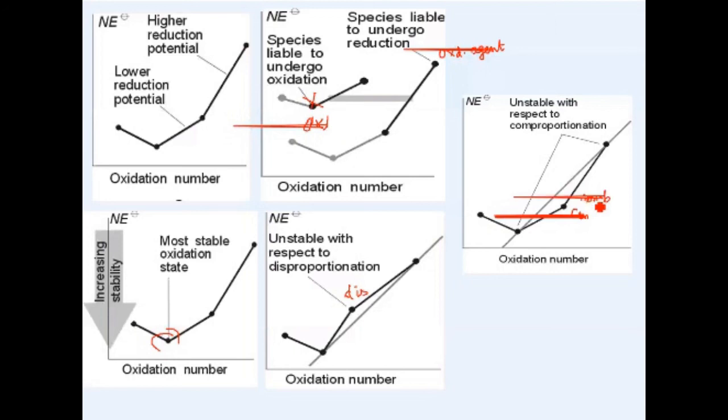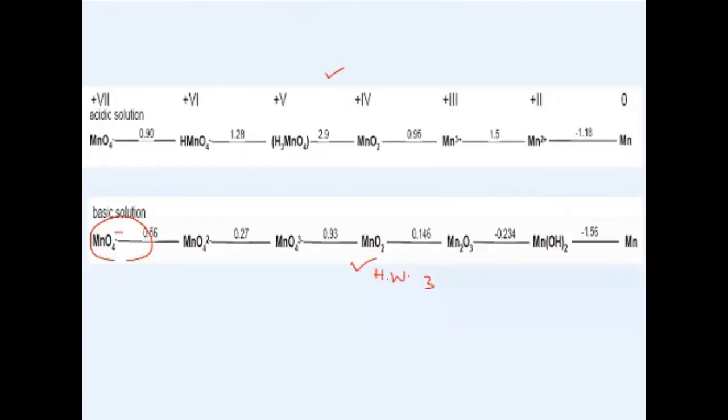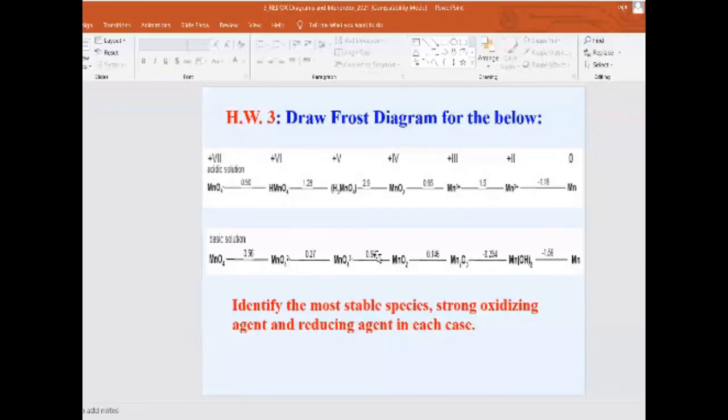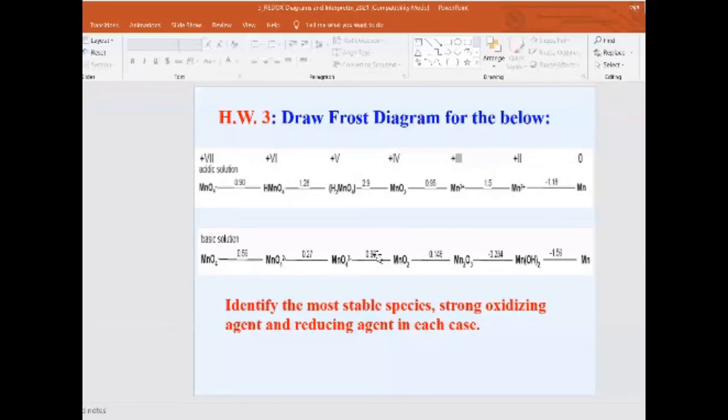For the permanganate system, I will be giving you homework. You have to identify the stable species, strong oxidizing agent, strong reducing agent, all the things, for the permanganate system. That is the homework I am going to give you. People should actually try to do the homework, and only then will you be able to perform well in your test or exam. So I request you to do that. Always solve the problems or homework.